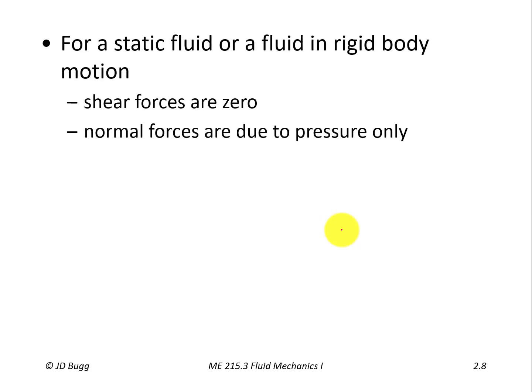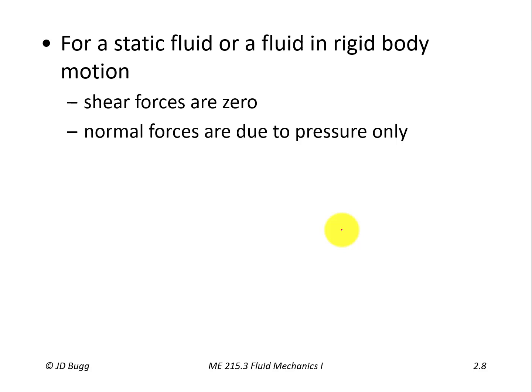So we're going to look at that in more detail now. So for a static fluid, or a fluid in rigid body motion, in other words, a fluid in a hydrostatic state, the shear forces are 0. So those red forces that I showed on the previous slide are gone. And the normal forces are due to pressure only. It turns out in fluid dynamics, viscosity actually also contributes to those normal forces. But in fluid statics, shear forces are 0, and the normal forces are due to pressure only. So we need to figure out how to express that net force on that little fluid element due to pressure.